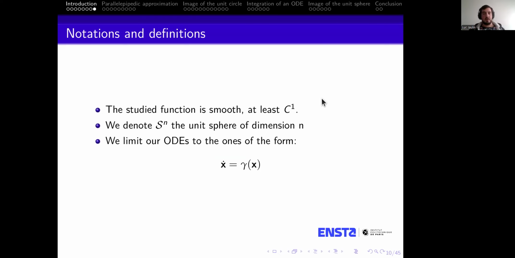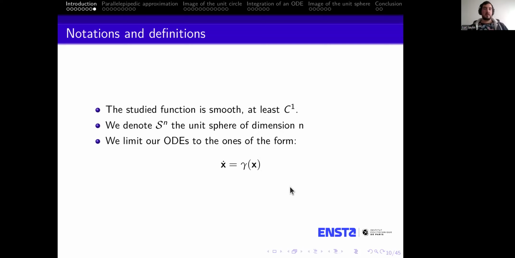So for the notation that I will use for this presentation, the studied function must be at least C1, so continuous, and its derivative must be continuous too. I will note Sn the unit sphere of dimension n, so S1 the unit circle and S2 the unit sphere. And we will limit our study to the ODEs that can be described like this: x dot equals gamma x, so there is no input here.